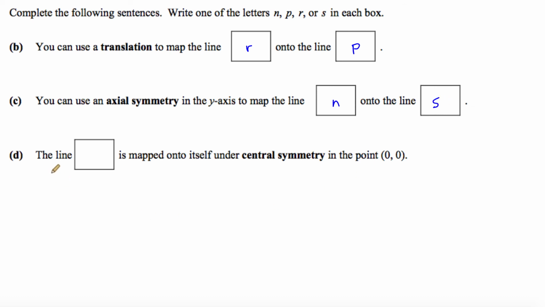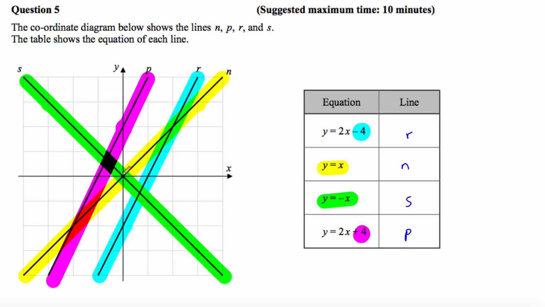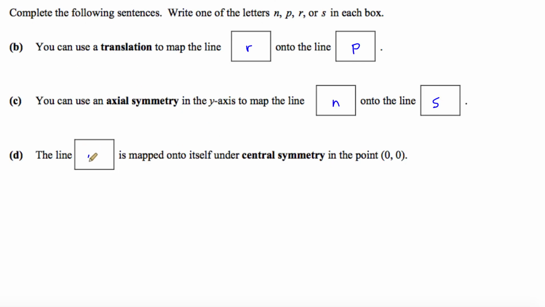And finally, part D, the line blank is mapped onto itself under central symmetry in the point 0, 0. So central symmetry would be if the line is going through this point here, the origin. So what line would map onto itself if it went through here? Well, you can see the line N, if you map this point up here through the origin, it would come out the other side the same distance to there. It would land on itself. So the line N would map onto itself through the point 0, 0. So would S as well, so either of those would suffice as an answer. So I'm just going to say N. That's the end of question 5.